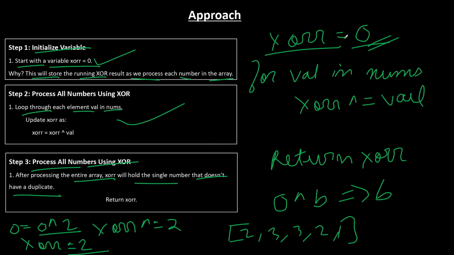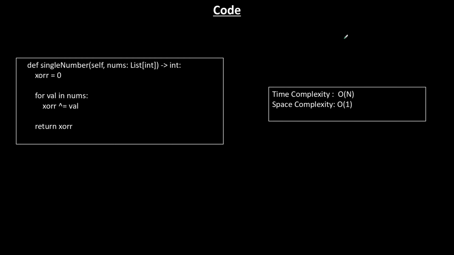So I hope you understood the approach explanation. Now let's move to the next slide. The code is the exact copy of the approach we discussed. Let's understand it line by line. This is the main function which is given to us. We initialize XOR with 0, we iterate the complete nums, and we return the XOR, which basically contains the final result.